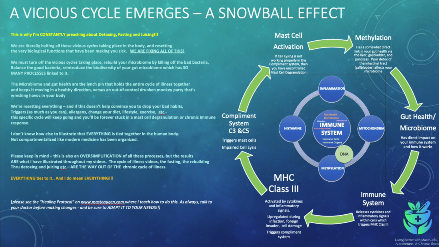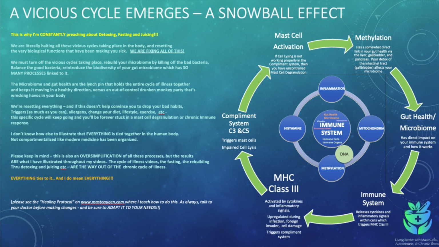We're resetting everything, and if this doesn't help convince you to drop your bad habits and triggers as much as you can, your allergens, change your diet, lifestyle, exercise, lower stress, have a consistent sleeping pattern every single night, this specific cycle will keep going, and you will forever be stuck in a mast cell degranulation or chronic immune response.